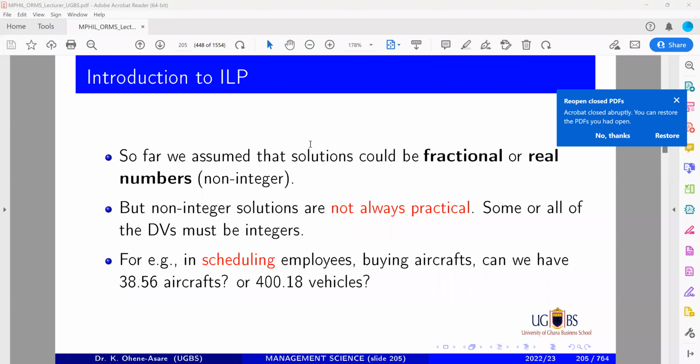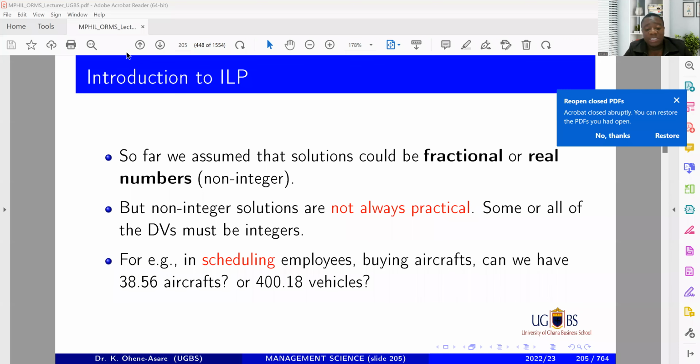An integer is a negative or a positive whole number. That's an integer. 1 is an integer. 2 is an integer. They are not decimals. So an integer is a non-decimal number. And in this context, it's both negative and positive, but because of the non-negativity constraints, we're going to focus on positive whole numbers.